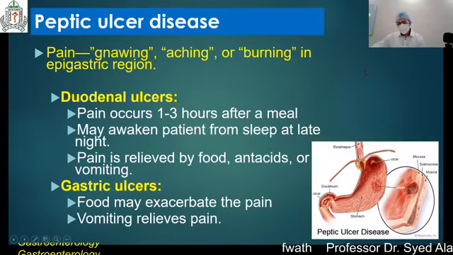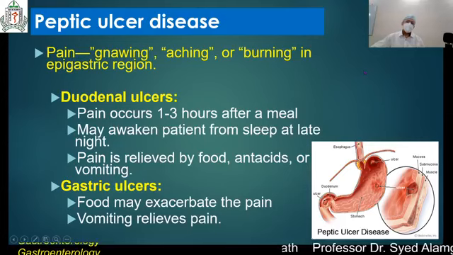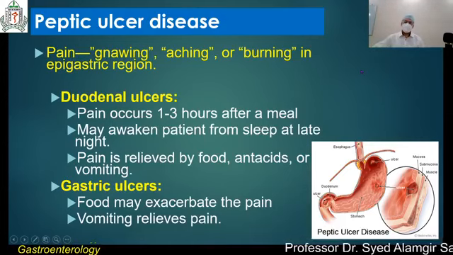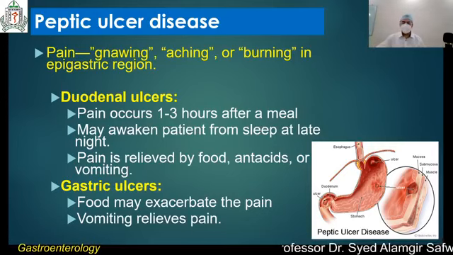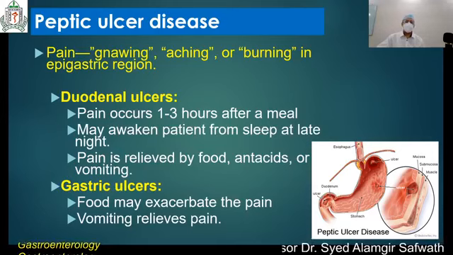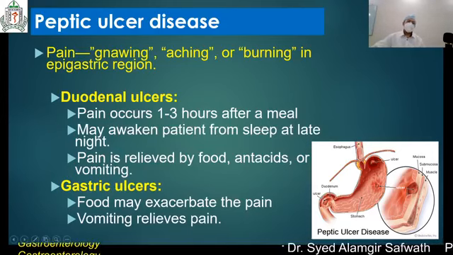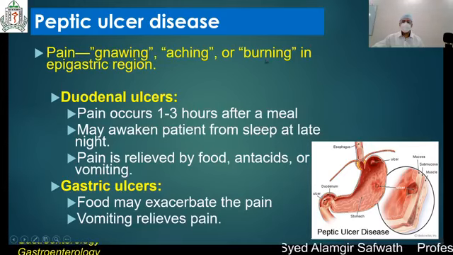So just before ending today's class, let us have a look, in very short, at the very common causes of upper abdominal pain. Peptic ulcer disease is a very common cause. The pain is gnawing type, aching type, or burning pain.